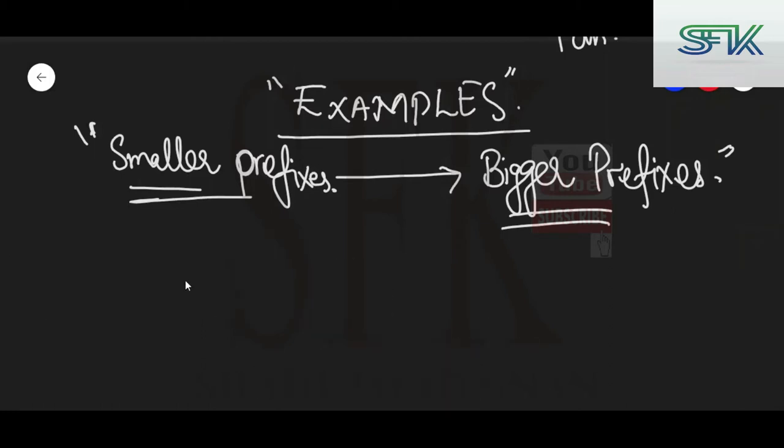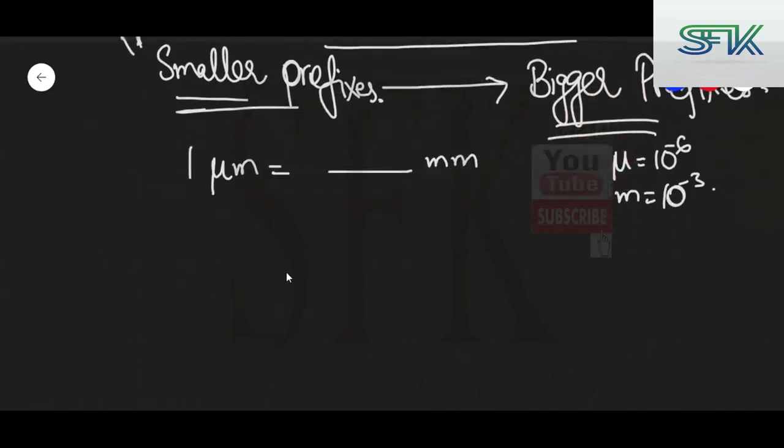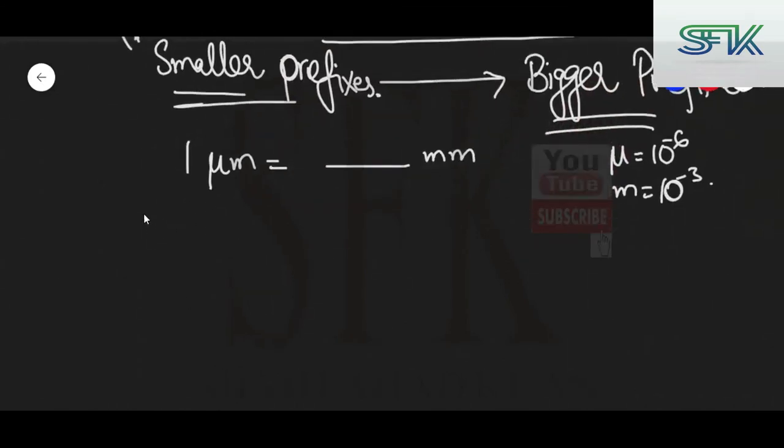Let's say we want to convert 1 micrometer into how many millimeters. You need to know the meaning of micro and milli first. Micro is 10 raised to the power minus 6, milli is 10 raised to the power of minus 3. Once you know the meanings, you can split them out. Micro can be written as 10 raised to the power of minus 6 meters. Now we need to convert this minus 6 into minus 3, so just split it up.